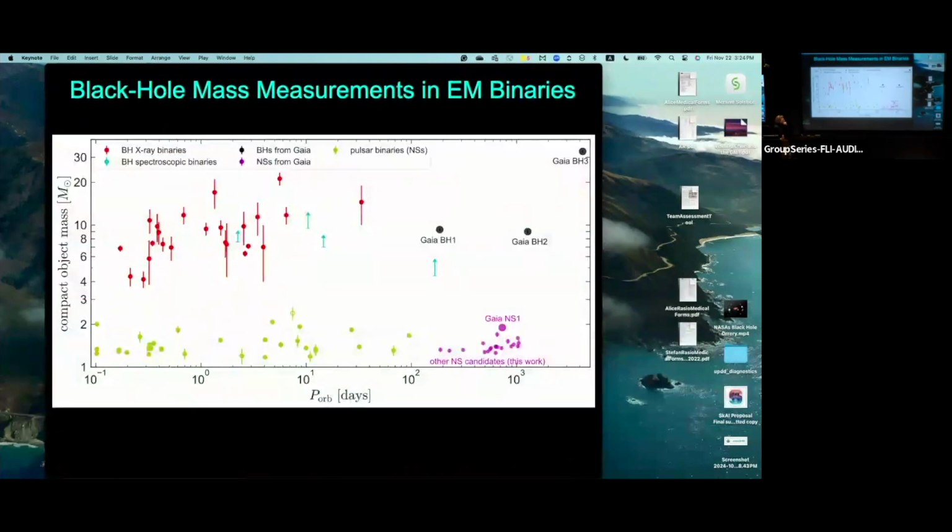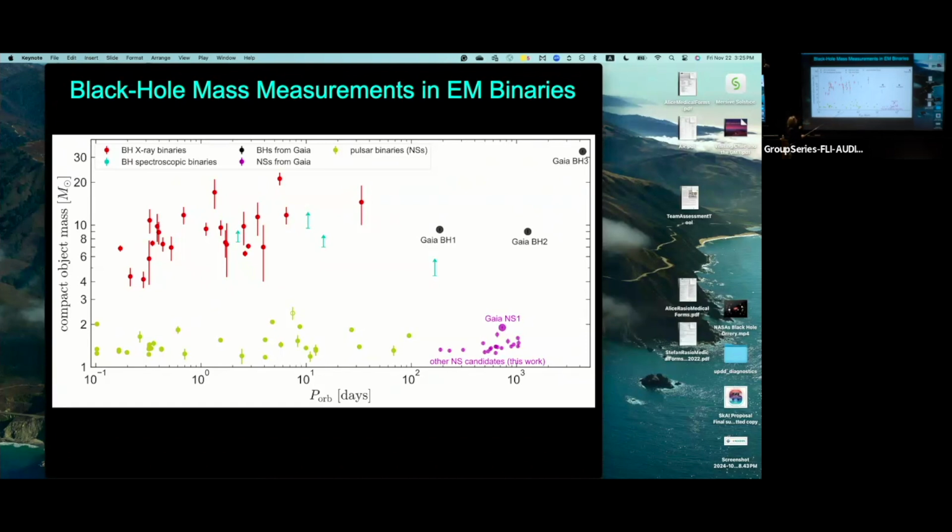Where are we today? Here's a collection of black hole masses from all electromagnetic binaries and some neutron stars. You see the labels. Down here, we have the neutron star masses from pulsars, neutron star masses from Gaia. I'm sorry, I forgot the reference here. I said I should put it and I forgot. This is from one of Karim El-Badri's papers. It is from the paper that reports these neutron star wide binaries, okay?